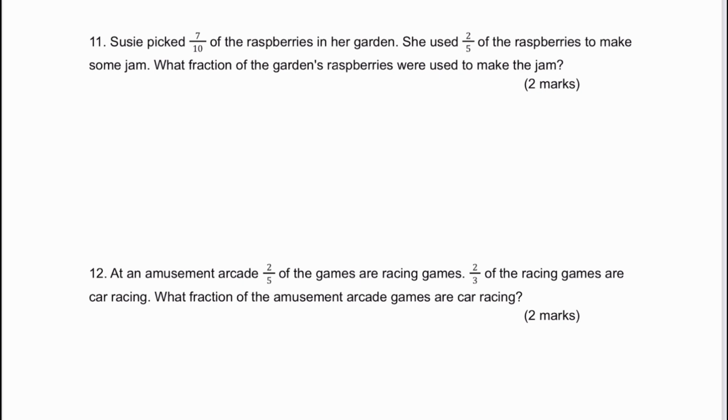So Susie picked 7/10 of the raspberries in her garden. She used 2/5 of the raspberries to make some jam. Okay, so in other words, what she used is 2/5 of 7/10. So the fraction of the garden's raspberries we use to make the jam is going to be that amount. Okay, now in this particular case, I've got 2 and 10 there, so I'm going to multiply or divide through by 2. That's going to give me 5, so that's going to be 7 over 25, which is the answer to that particular question.